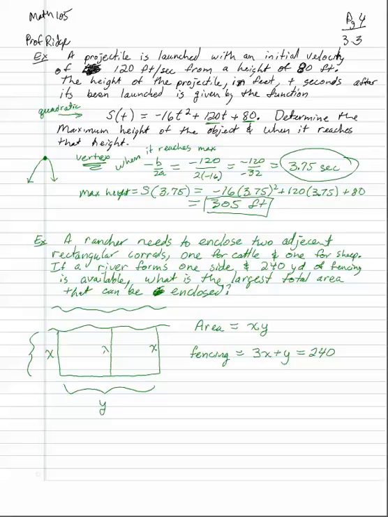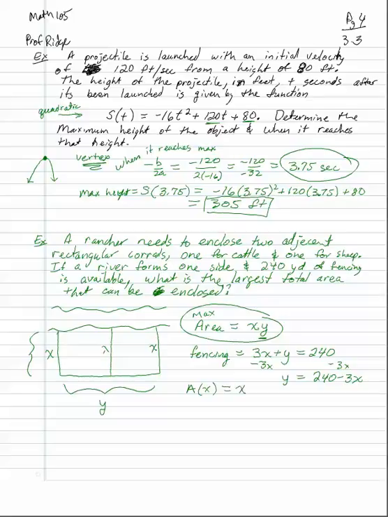Okay, so we want to maximize area. This is what we would call an objective function. We're trying to maximize that. That's our objective. So we want to write it as a function with just one variable. So if we can write y in terms of x, then we can rewrite this as a function with just one variable. So from the fencing, we see that y is equal to 240 minus 3x. We do a little algebra and solve that relationship for y.